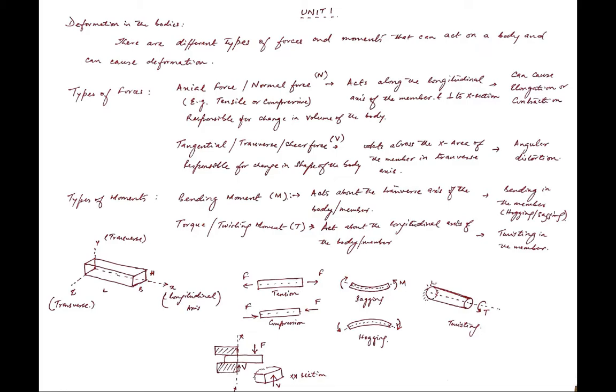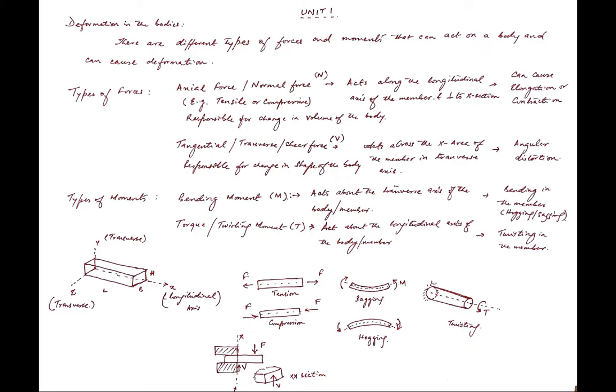Okay, and if you apply the same moment about the longitudinal axis of the body, then what will happen, it will twist the body. Okay, so when the moment is applied about the transverse axes y and z, it will create bending in the body. When a moment is applied about the longitudinal axis of the body, it will create twisting in the body. Okay, so is it clear? Yes, sir. Okay, so twisting the body, basically we use this as a torque. When the moment is applied about the longitudinal axis, it is called torque or twisting moment.